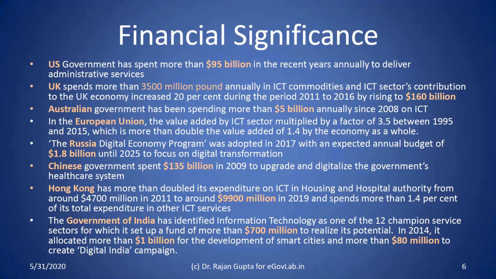Now, the US government is spending more than $95 billion. The UK is spending more than 3,500 million pounds. The Australian government is spending more than $5 billion. The European Union is also spending on a lot of aspects, with a factor multiplied by 3.5, which adds 1.54 to the economy as a whole. There's also a digital economy program run by countries like Russia and India. The Chinese government is also taking their infrastructure to another level, and their provinces around them.